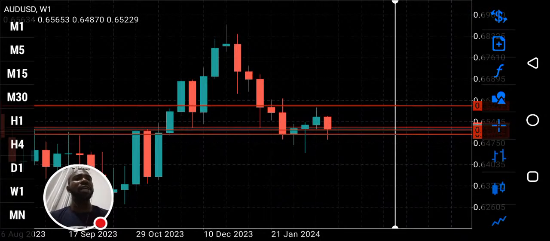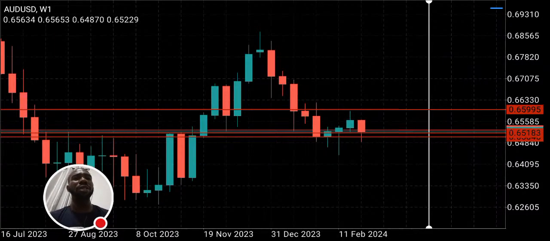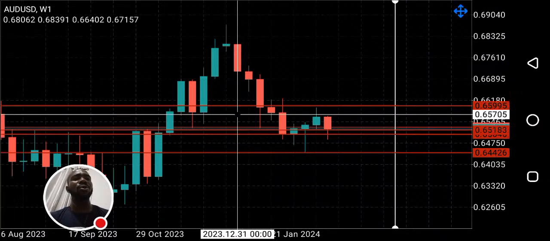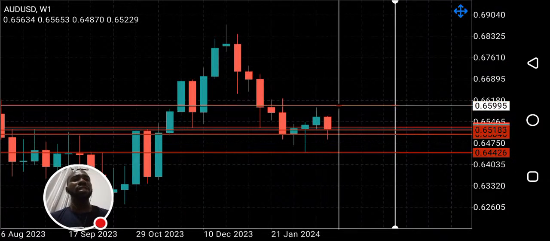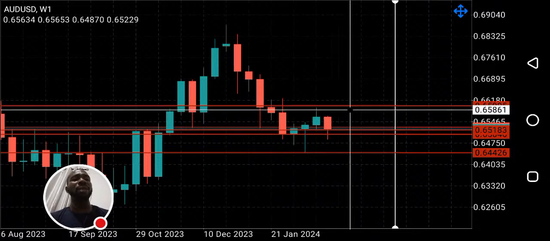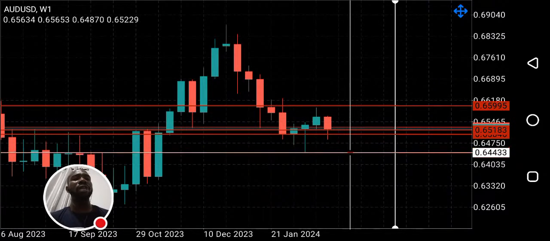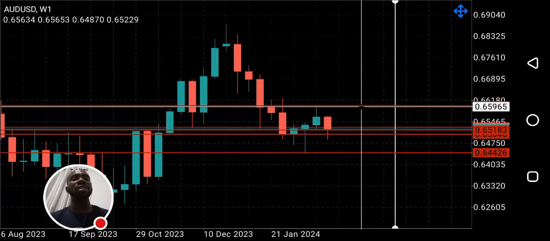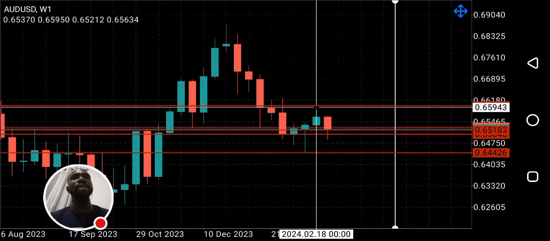Then sell side liquidity on the weekly time frame. This will be sell side liquidity. So price is either going to go to this buy side liquidity, hunt for this buy side liquidity, or sell side liquidity. But like I said, my bias is bullish, so I expect price to hit this previous high. That's my expectation on Australian dollar USD.